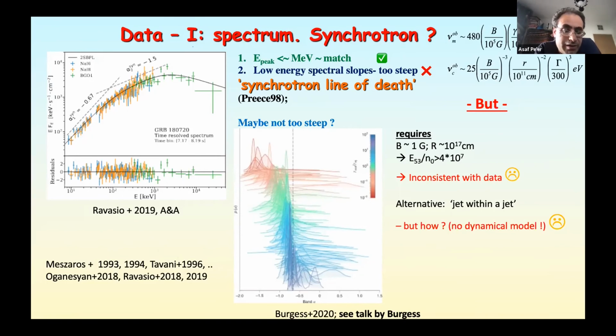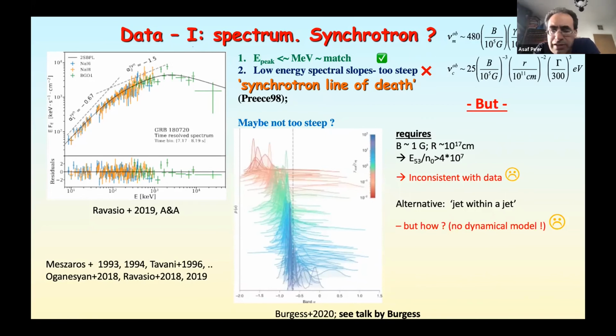Now, recent work shows that maybe it is not too steep. If we redo the analysis, maybe it can actually be consistent. That's the work by Michael Burgess et al., which I believe Michael will speak about in his talk. But as I said, this is not enough. By the way, Michael is not the only one. Of course, there are other people, the Italian group by Oganesyan and Ravasio, which also published in this direction.